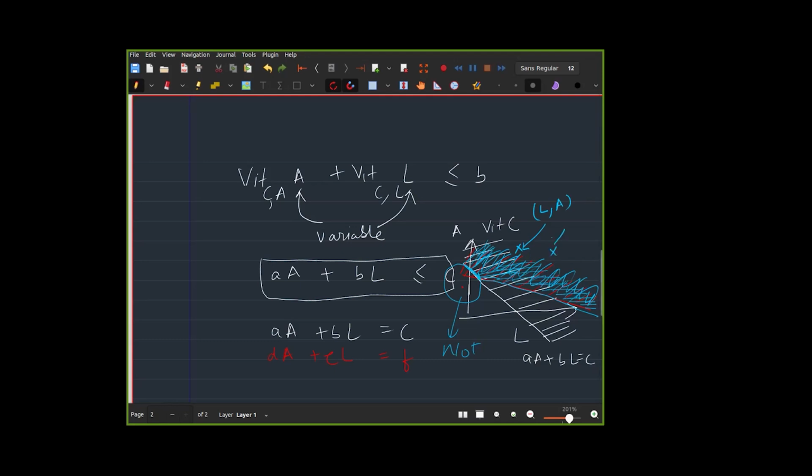This is another possible solution, which is, let's say, L2, A2. So these are possible solutions, but there's also another side. So this one is not possible because it doesn't follow the constraint, right? So this is called infeasible.